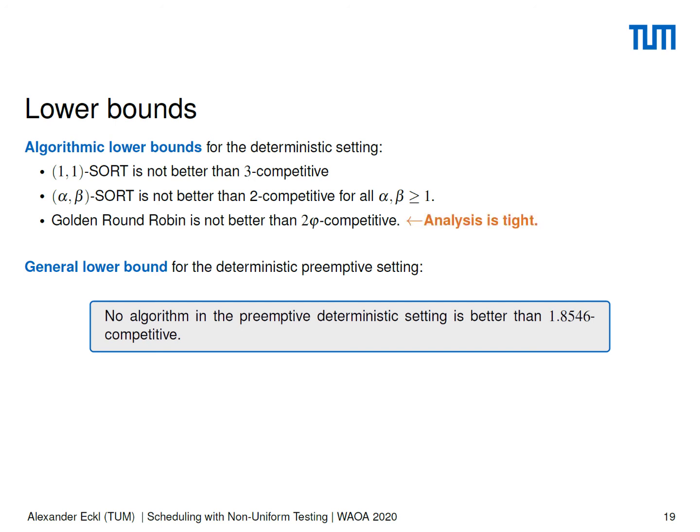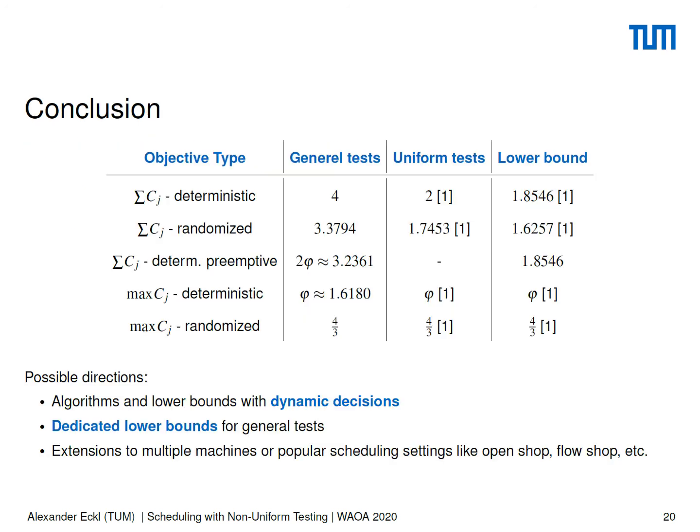The paper by Dürr et al. did not consider the deterministic preemptive setting. Therefore, we used their lower bound for the deterministic non-preemptive setting and adapted it to the preemptive setting, proving this general lower bound, in that no algorithm in the preemptive deterministic setting is better than 1.8546 competitive. With this, we have covered all results in our paper.